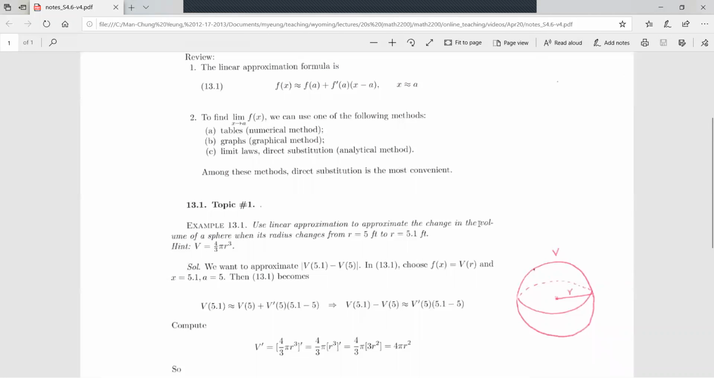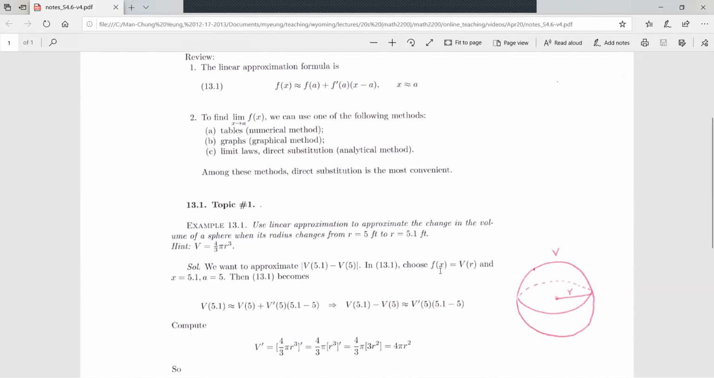The change in volume from 5 to 5.1 is this difference. Volume when R is 5.1 minus volume when R is 5. The difference is the change. Now we need to approximate this change by using this formula. To use this formula, we need to determine the function. What is the function? And we need to determine X, the point, and the point A.